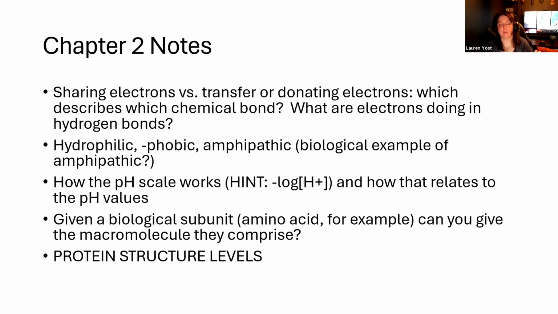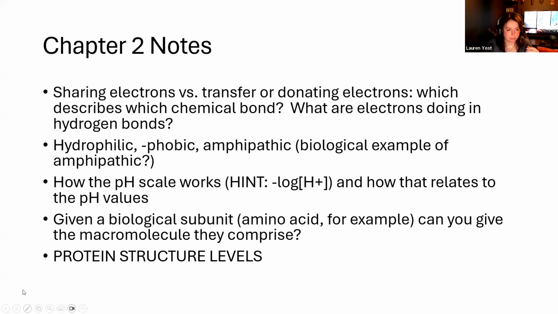Hydrophobic, hydrophilic, and amphipathic, we went through that pretty well. I feel like I don't really need to go back on that. What's an example of amphipathic? We talked about the phospholipids. The pH scale works as an inverse log, so be aware of it. I'm not going to ask for any math equations from you, but if I ask which one has more hydrogens and which one is more acidic, we're going to give you pHs on those.